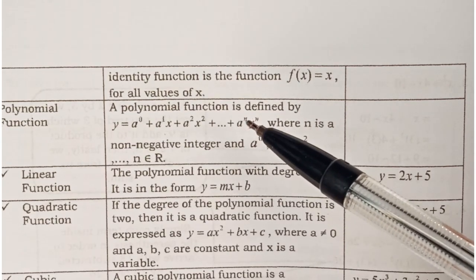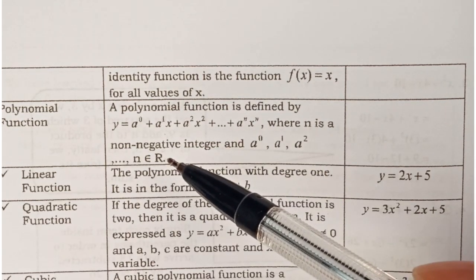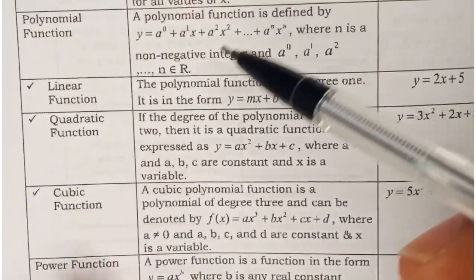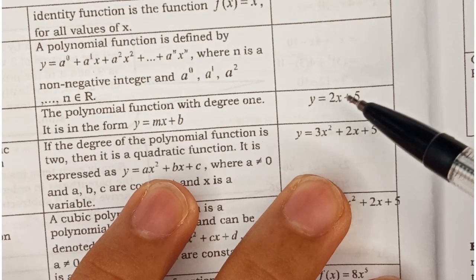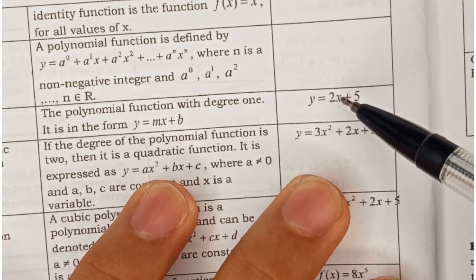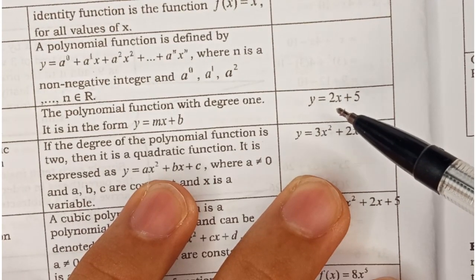Tapos, ang value of n should be real numbers din. Real numbers, hindi pwedeng imaginary. Pag linear function, the highest exponent should be 1. Ito, wala ka nakikitang exponent dyan. The highest exponent in the term is 1.